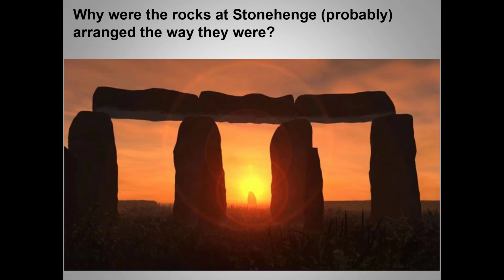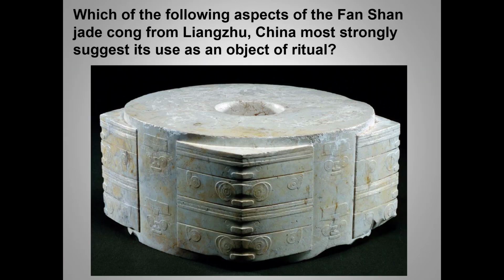So why were the rocks at Stonehenge probably arranged the way they were? This photo, which will not appear on the test, gives you a very broad hint. But you have to know when this happened, what time of year. Just knowing that this photo shows a sunrise will not be enough to answer the question correctly. Okay, the image does not accompany this question on the test. I'm just helping you out.